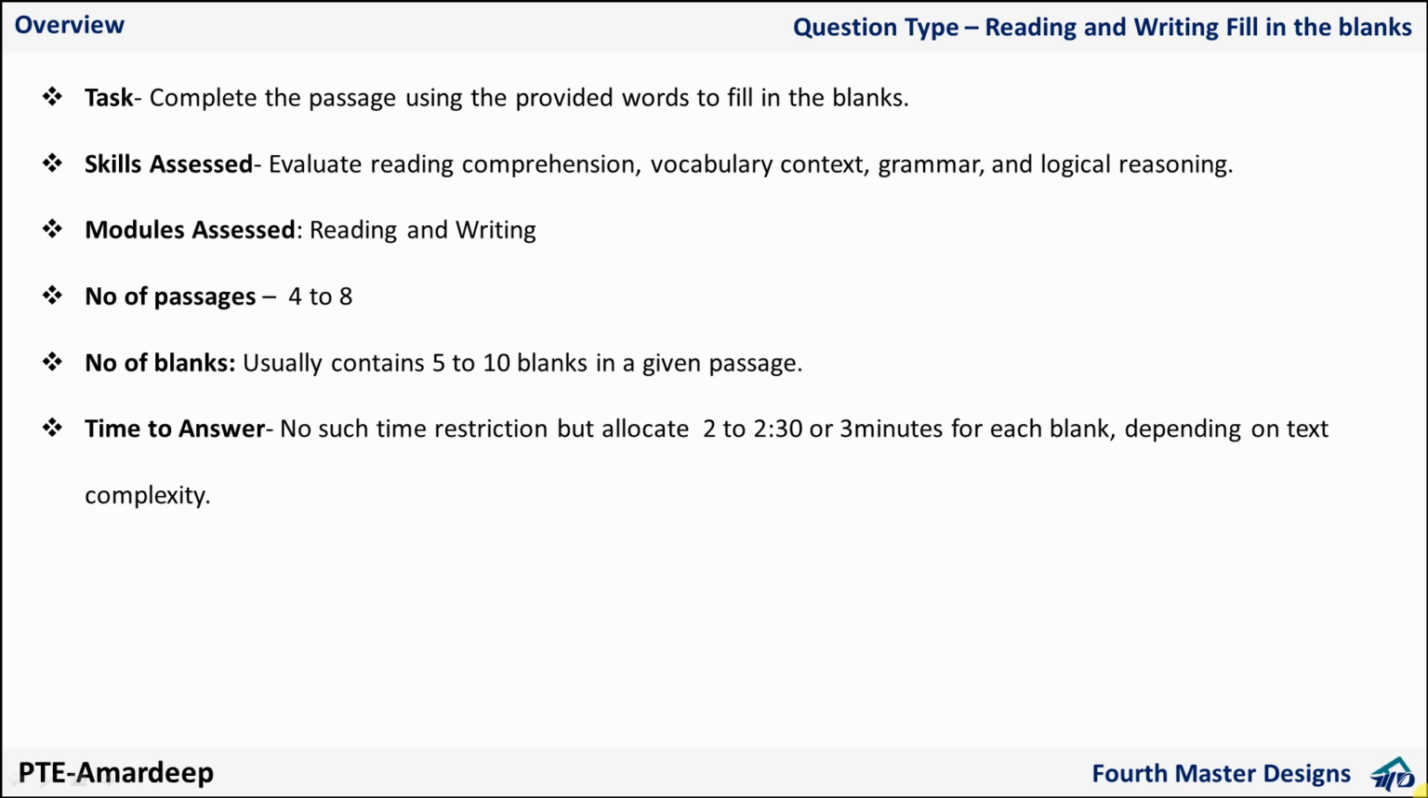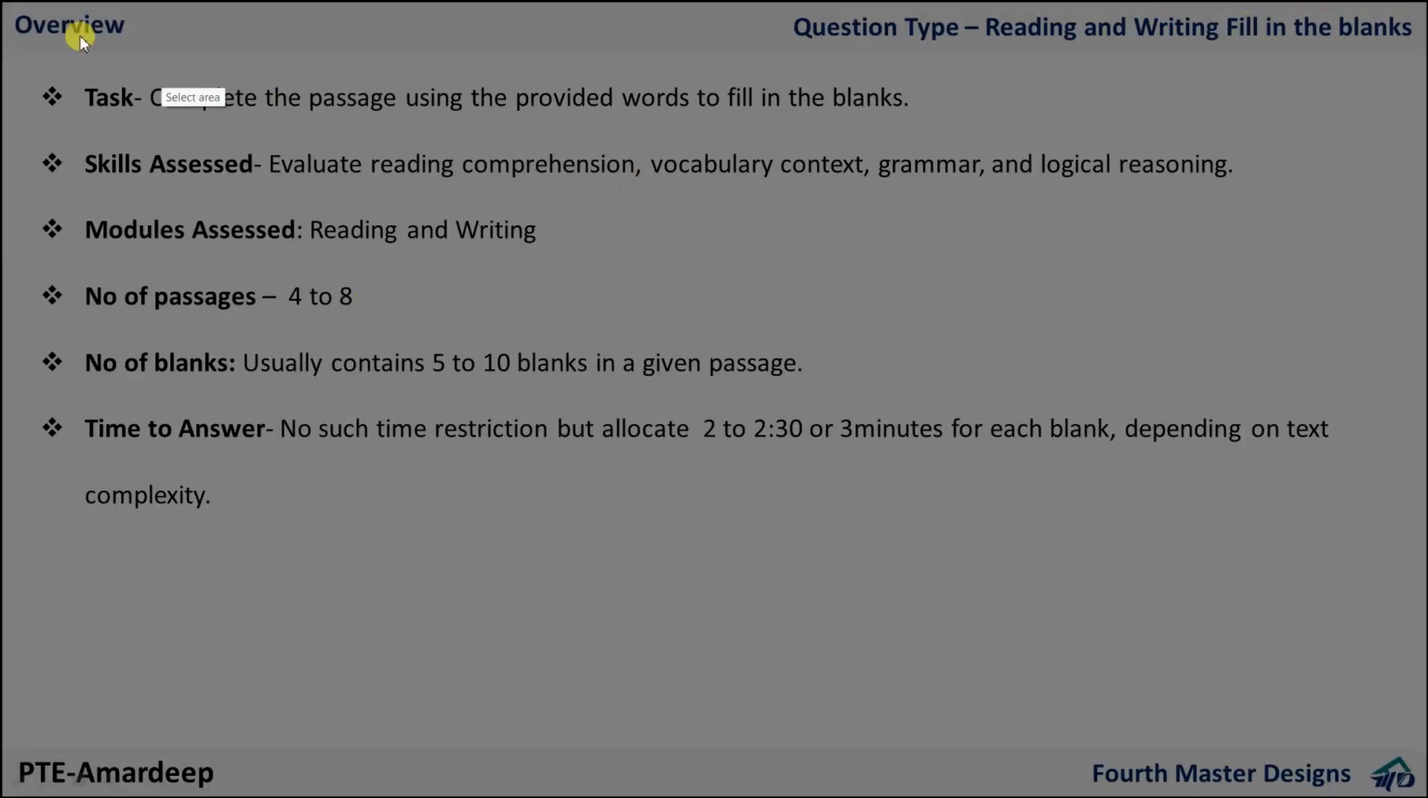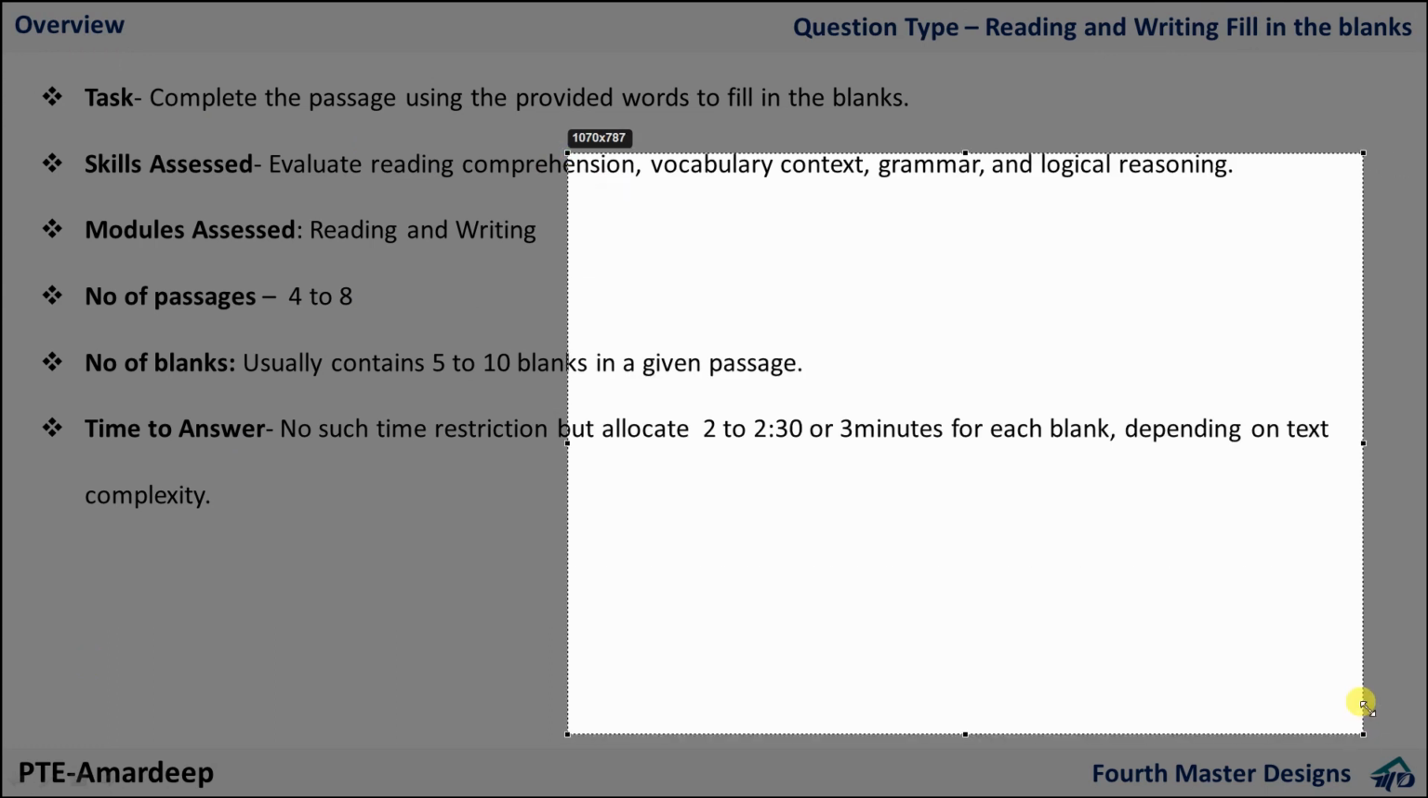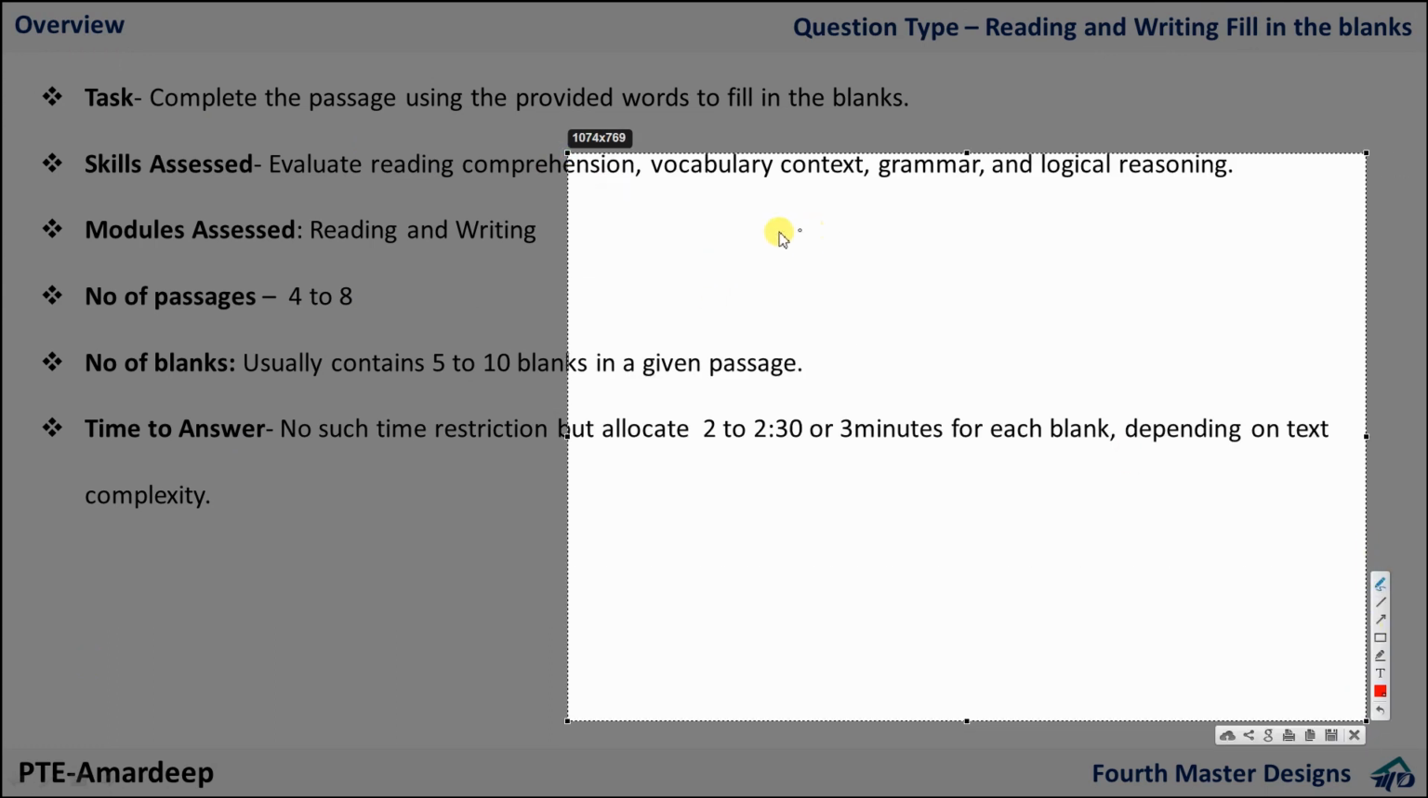And then, time to answer. There is no such restriction, but the target to complete a passage should be 2 minutes or 2 minutes 30 seconds. Why? Here I would explain one thing in detail. See guys, if you are getting 5 passages and taking 3 minutes to answer every passage, you are going to waste 15 minutes.